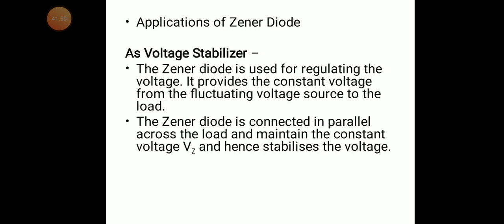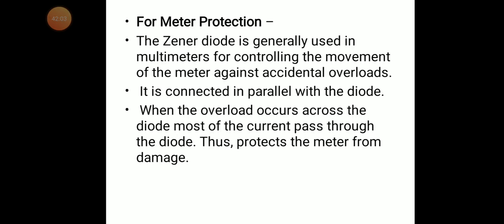Another type of application is meter protection. Meters are very sensitive. They have limited bearing capacity. The Zener diode is generally used in multimeters for controlling the movement of the meter against accidental overloads. You should remember this very important point: controlling the movement of the meter against accidental overloads.